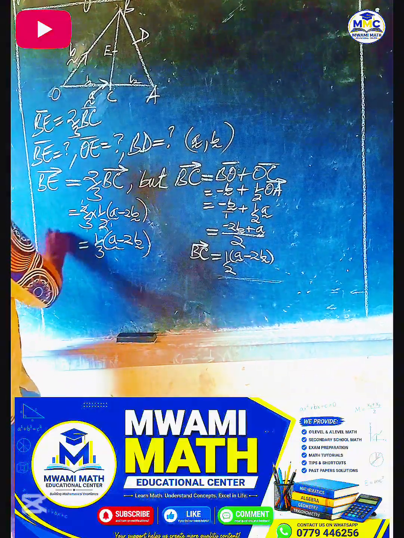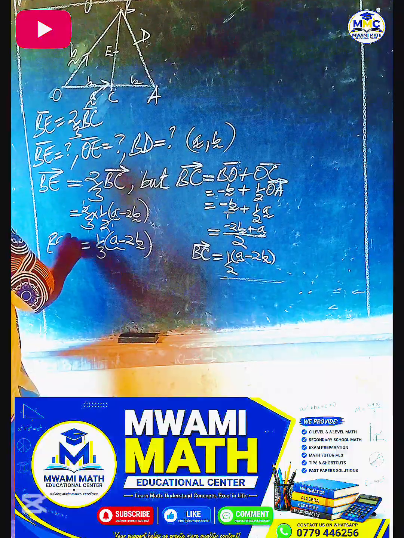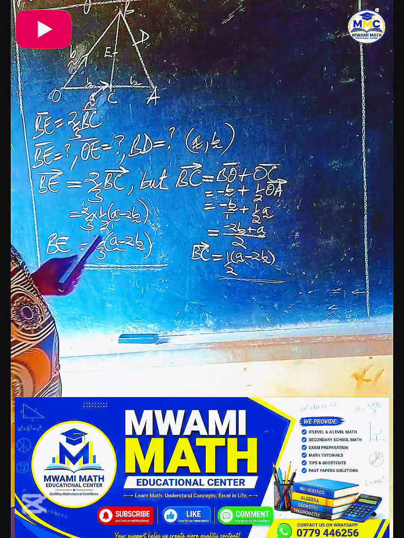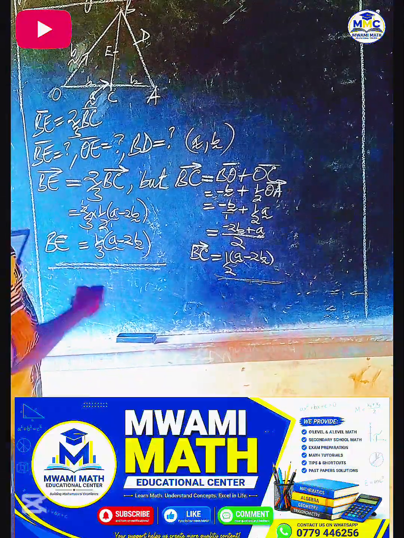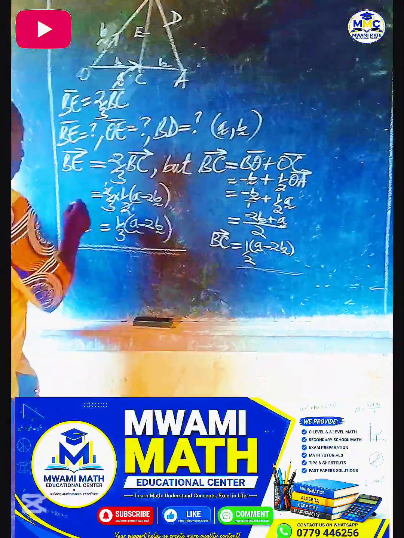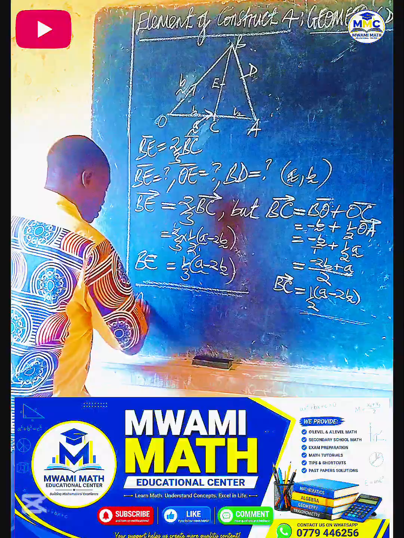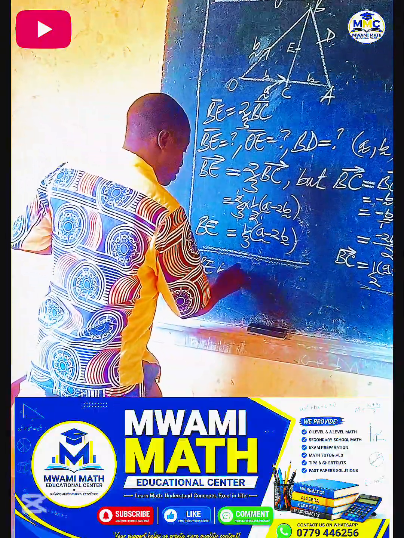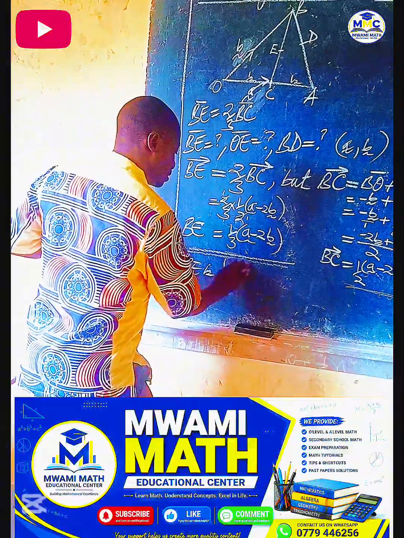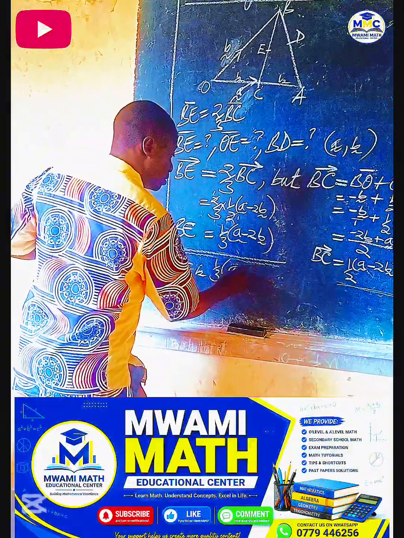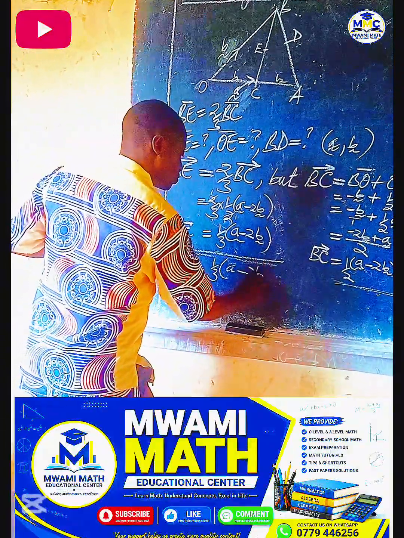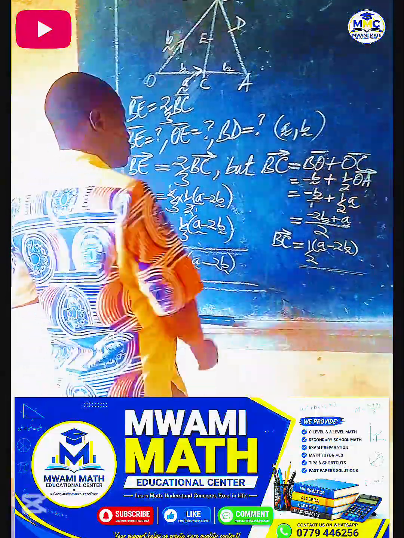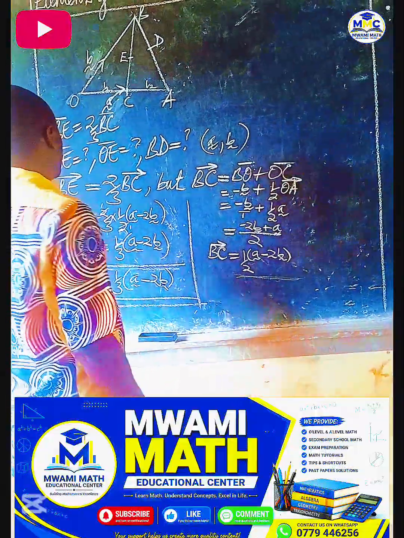So this is our BE. Okay. So in our response, we shall say, therefore, our BE is a third into A minus twice B. We have responded to that one.